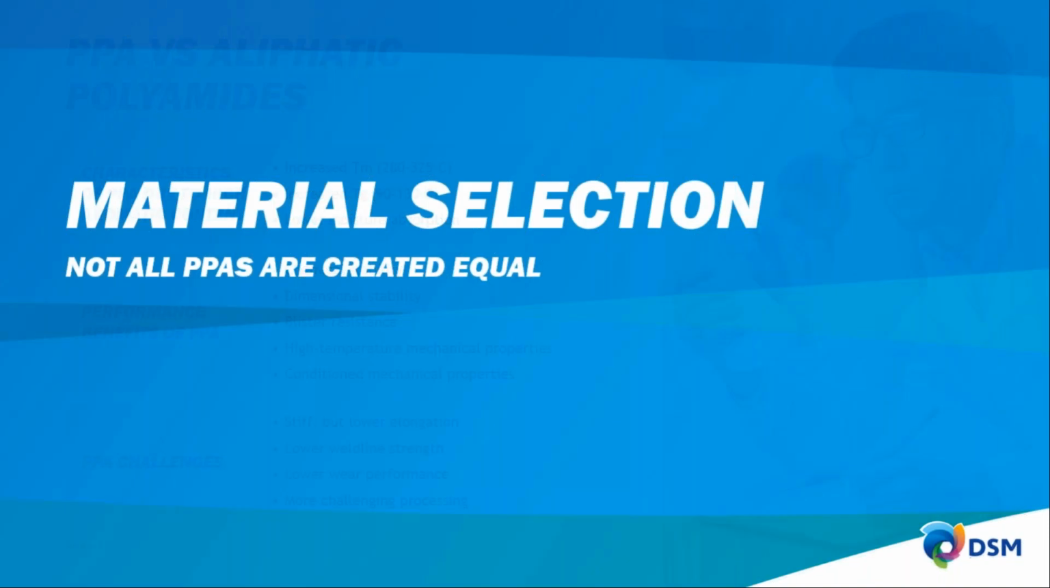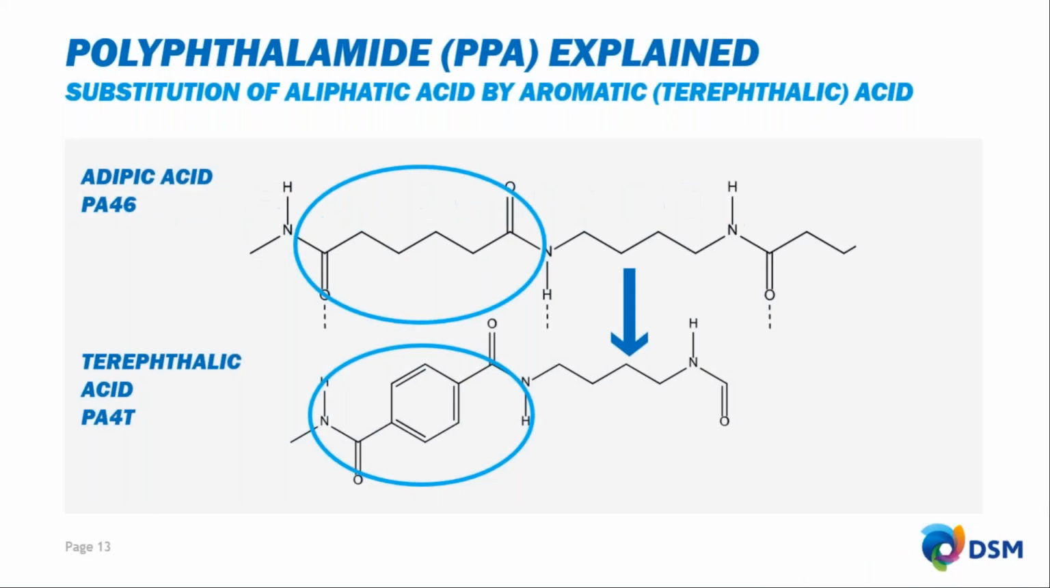So yeah, getting into the material selection, I'm going to focus a little bit of my time here on PPAs, and not all PPAs are created equal. What DSM has done, when we look at our PA46 or polyamide 4,6 type material, DSM has a 4-carbon chemistry, and the 4,6 uses adipic acid. So it's a very symmetric molecule or monomer unit, and it's highly crystalline.